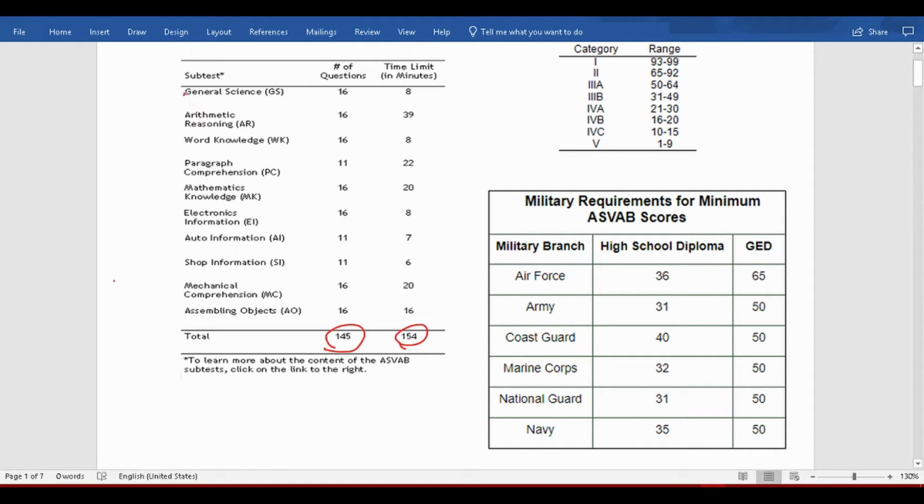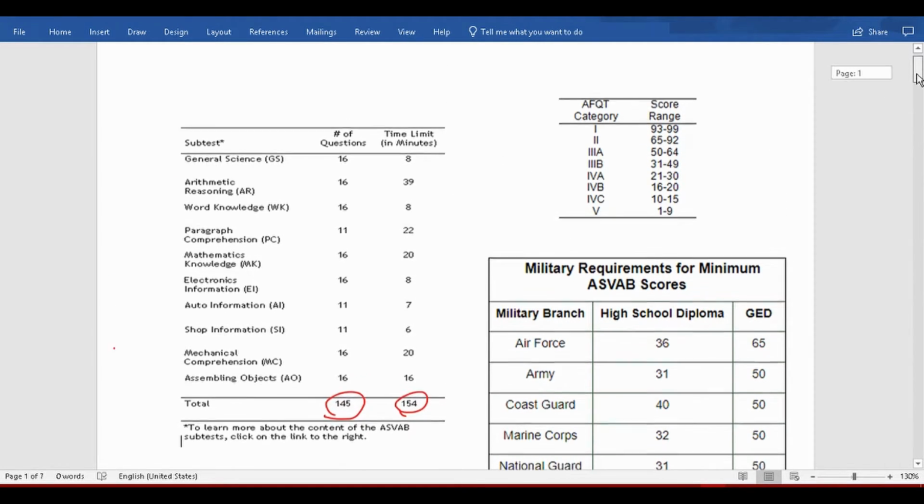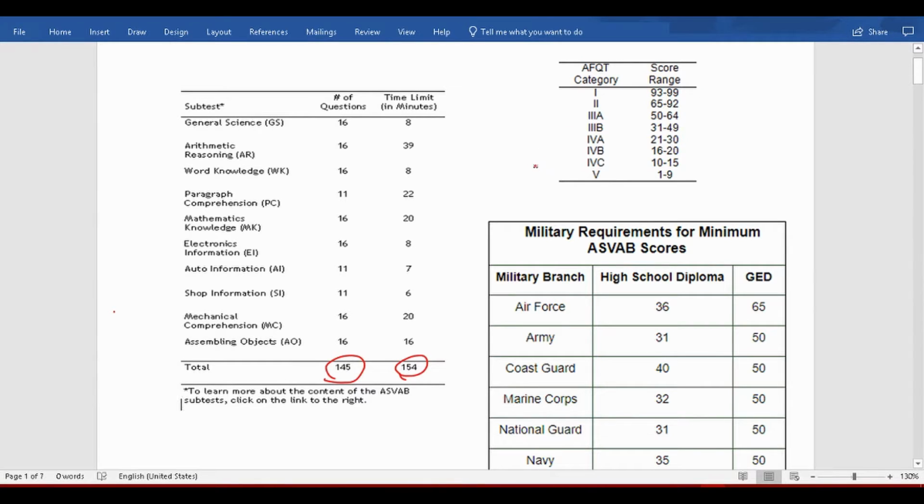In addition to receiving a score for each of its 10 subtests, including general science, arithmetic, reasoning, word knowledge, paragraph comprehension, mathematics knowledge, and so on, you'll also receive what's called an AFQT score. Of course, AFQT stands for Armed Forces Qualification Test, and that score says you're either qualified to join the military or not qualified to join the military.